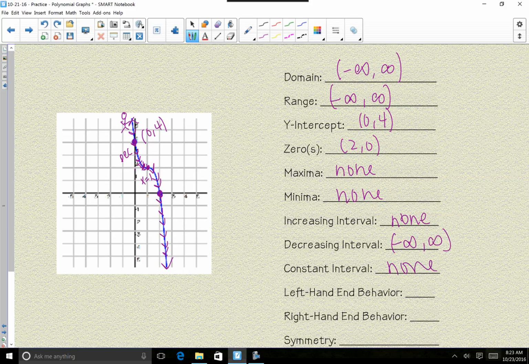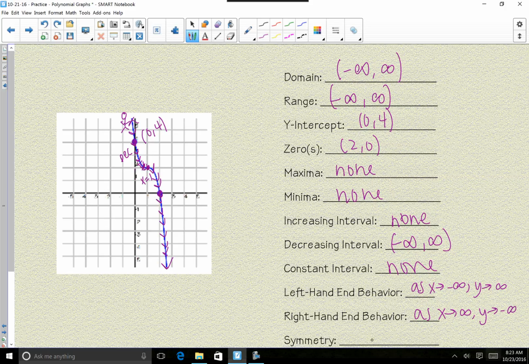And even though it's flatter right there, okay, even though it does go flat for a little bit, he's technically still decreasing. And because we can't really see an exact place of where that graph flattens out either, we're just going to say that he's continuously decreasing as he goes down that graph. Left-hand behavior, as x goes to negative infinity, y goes to positive infinity, and on the right, as x goes to positive infinity, y goes to negative infinity.